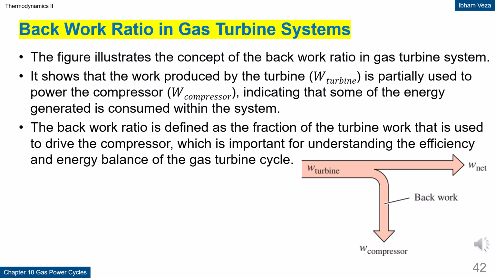Back-work ratio in gas turbine systems. The back-work ratio indicates the fraction of turbine work that is used to drive the compressor. In gas turbines, a large portion of the turbine power is indeed consumed by the compression process. This ratio is defined as W compressor divided by W turbine. A large back-work ratio shows that the system strongly depends on the efficiency of the compressor and turbine. This concept helps explain why improving component efficiency is so critical in gas turbines.